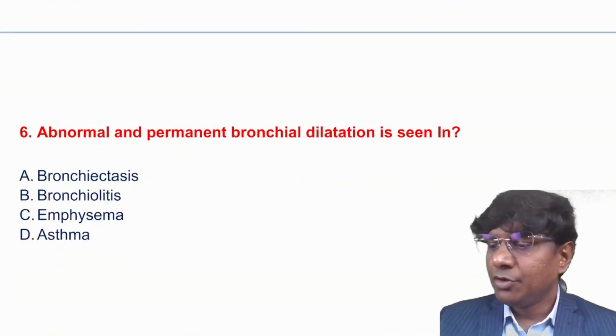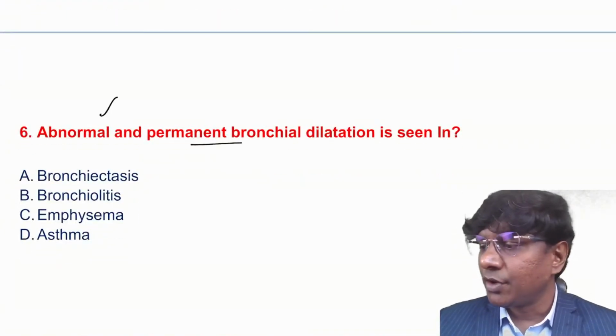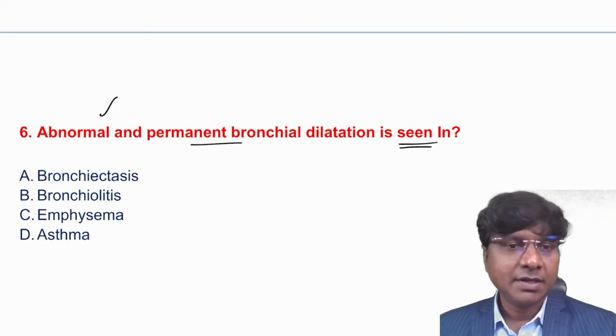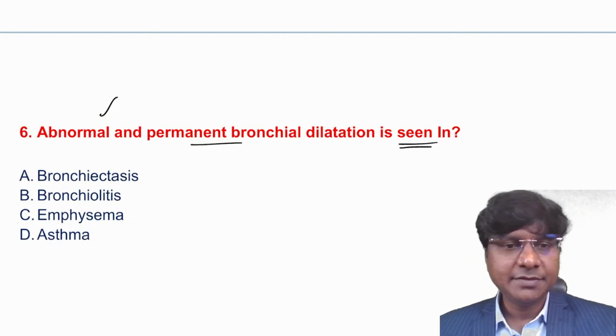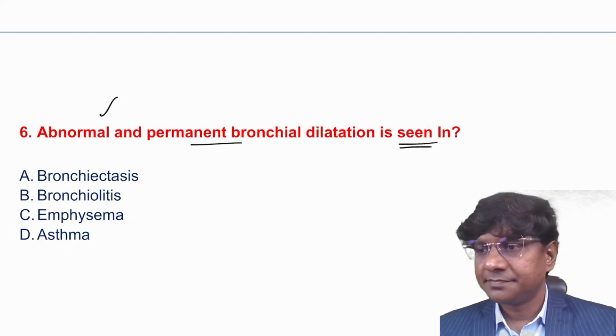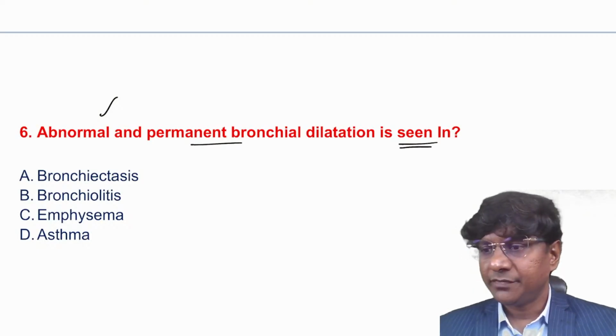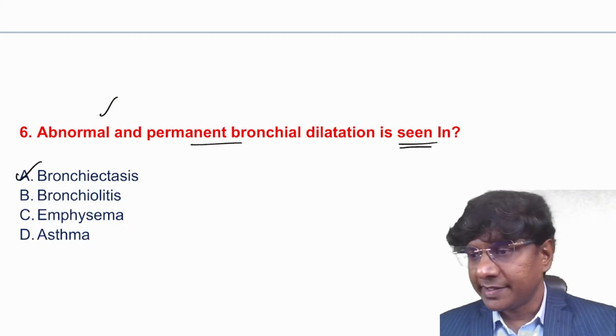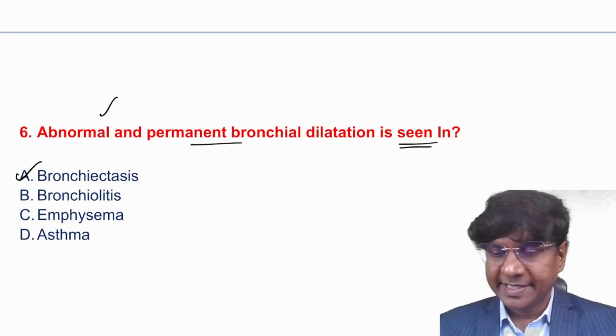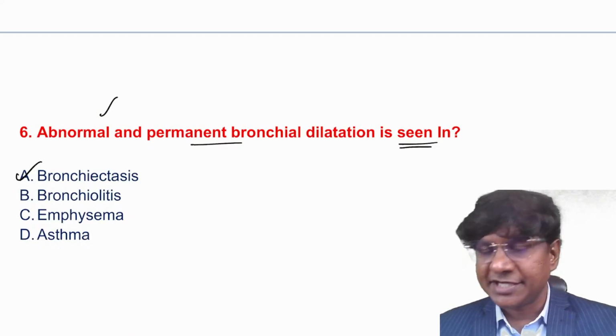Abnormal and permanent bronchial dilatation is seen in bronchiectasis, bronchiolitis, emphysema, asthma. Anyone? Abnormal permanent bronchial dilatation is seen in... Very good, Anvesh Pandey. Yes, bronchiectasis.